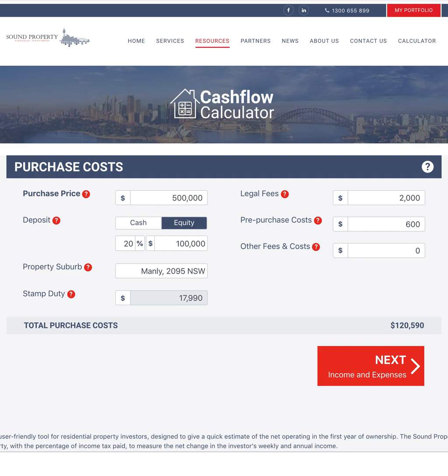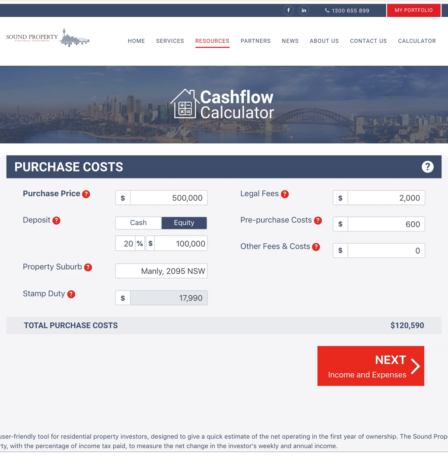Welcome to the Sound Property Cashflow Calculator tutorial. This powerful tool for residential property investors is designed to give an understanding of the relationship between the income and the expenses of an investment property in the first year of ownership.